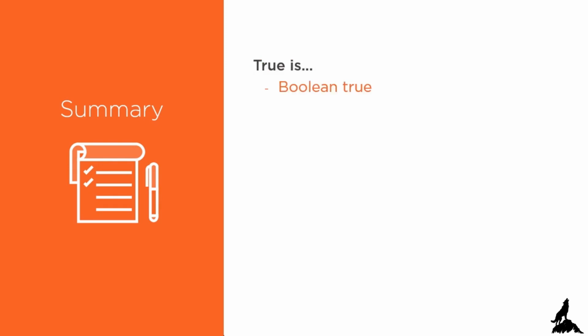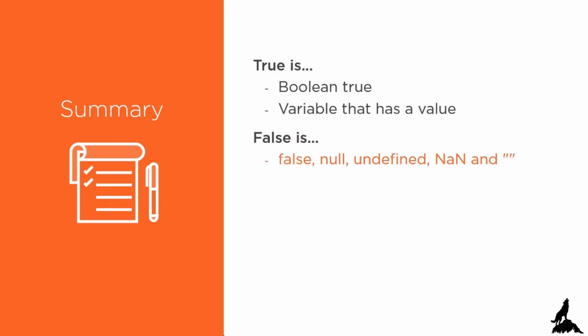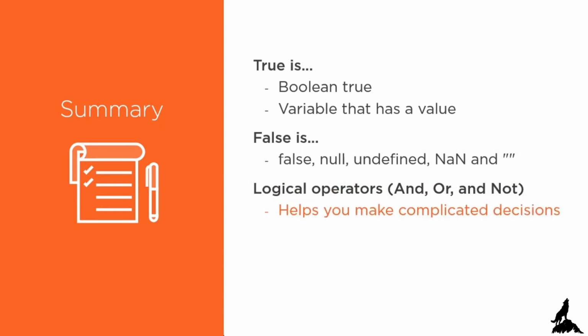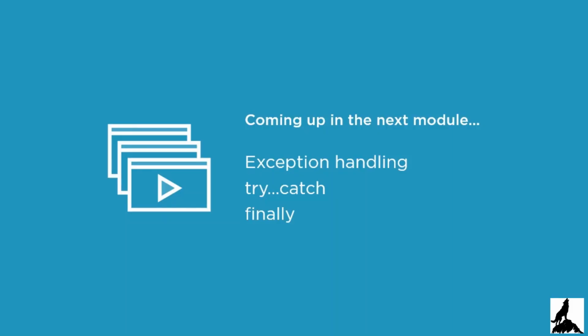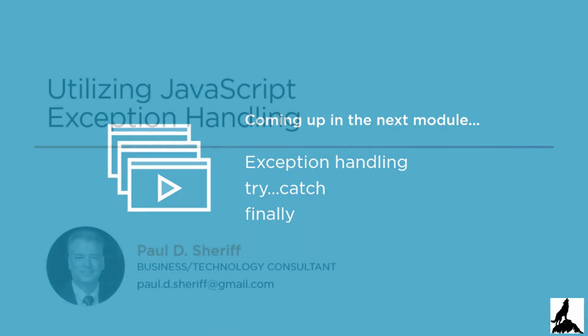True is a Boolean true or any variable that has some sort of value, whereas false is false, null, undefined, not a number, and an empty string. Logical operators and, or, and not help you make complicated decisions, but remember short circuiting, because that's going to determine if one side of that expression runs. And if that side of the expression is a function, that may or may not run that function. Coming up in the next module, we're going to talk about exception handling. We'll talk about try-catch, and finally, I hope you'll join me for the next module.